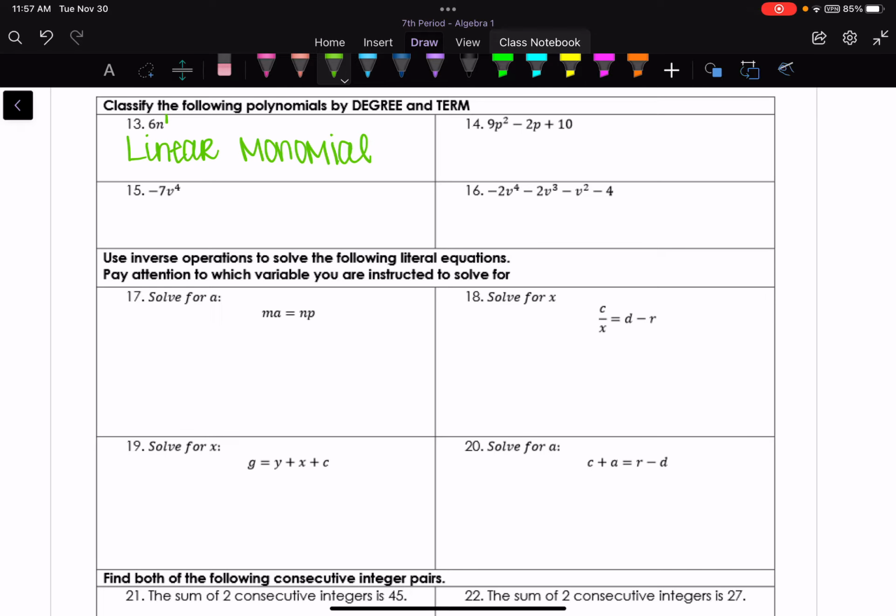Okay, the next one, we look at the highest degree, which is right here, it's 2. So that means that this is a quadratic. And because there are 3 terms, so we've got 1, 2, 3 terms, that makes this a trinomial.